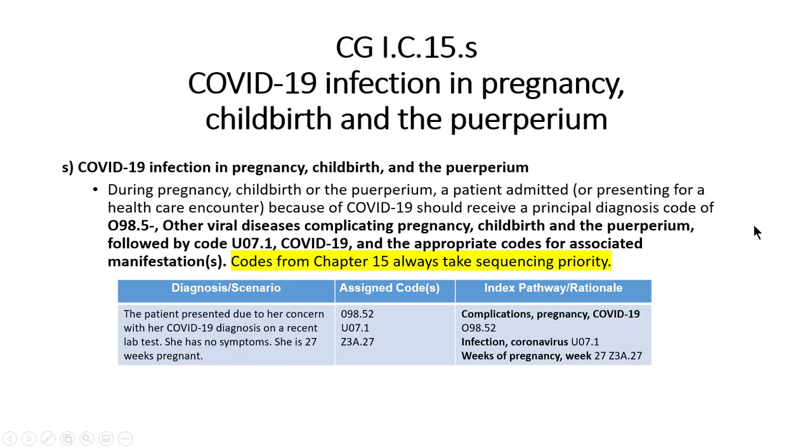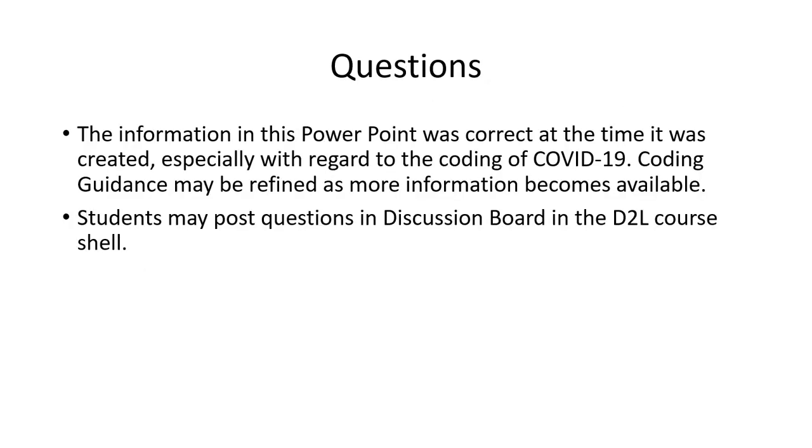And here's the Chapter 15 codes I was telling you about, where you've got complications in pregnancy, COVID-19, O98.52. You would use your COVID-19. This should say COVID-19 right here, not coronavirus. Weeks of pregnancy, Z3A.27. At the time I created this PowerPoint, everything was correct. I expect there will be changes, and these changes will be published in Coding Clinic as more information becomes available about COVID-19 or any of the other disorders.